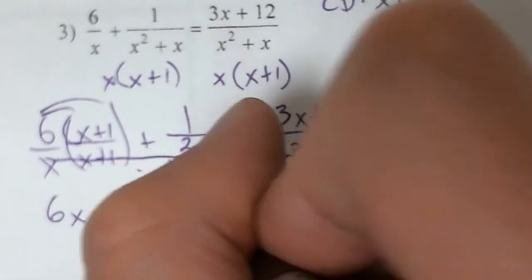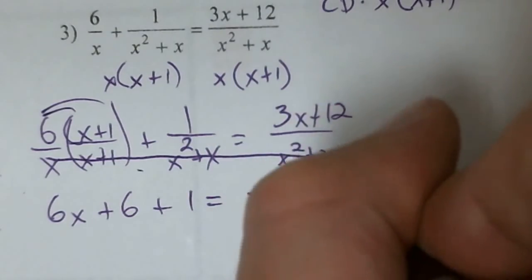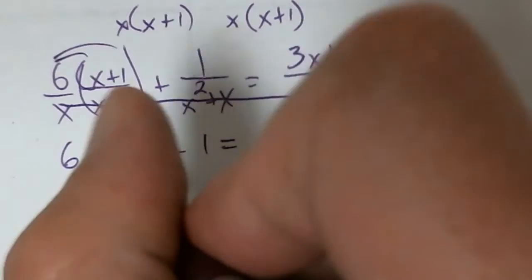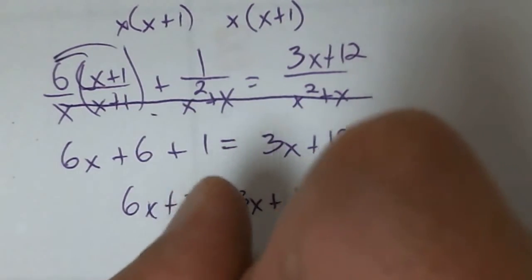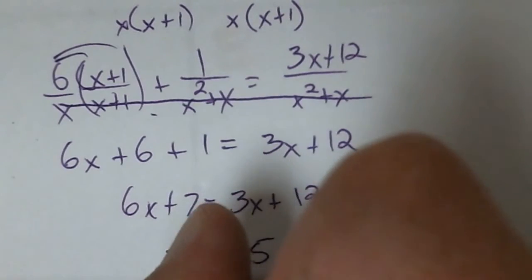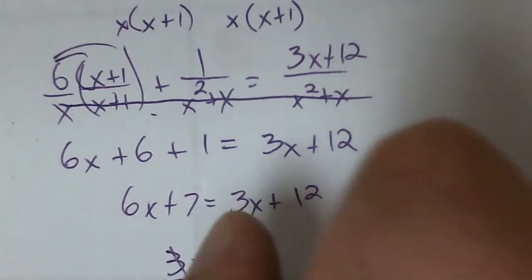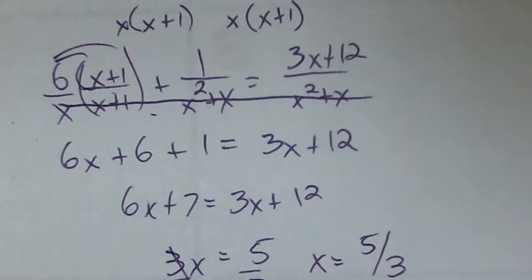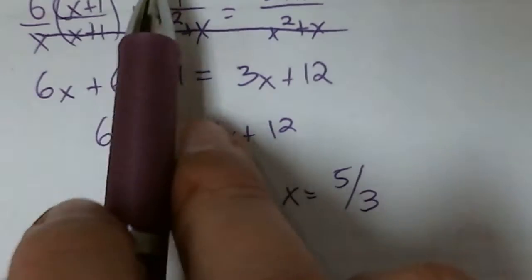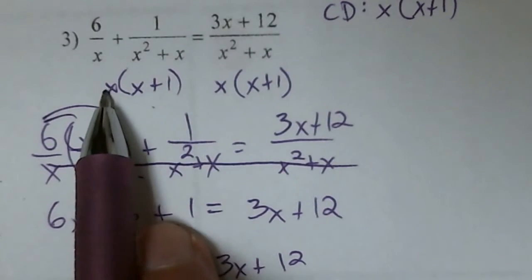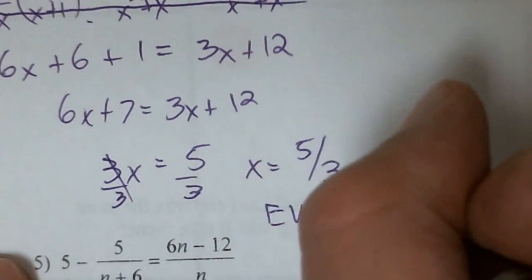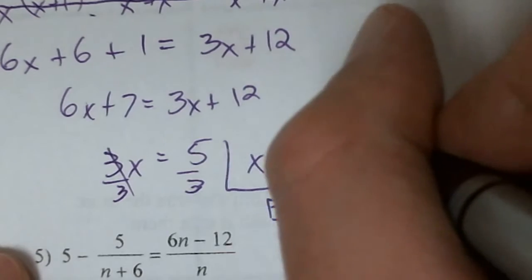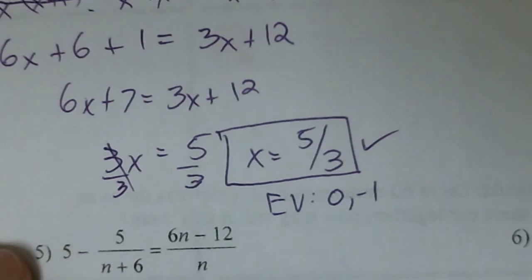So when I distribute, I have 6x plus 6 plus 1 equals 3x plus 12. So I have 6x plus 7 equals 3x plus 12. 3x equals 5, divided by 3, and x equals 5/3. Okay, EVs. Let's go back up to our factor form. I have an EV of 0 and an EV of negative 1. Okay, so we're good to go. Our solution is not an EV, so we do not have extraneous solutions.